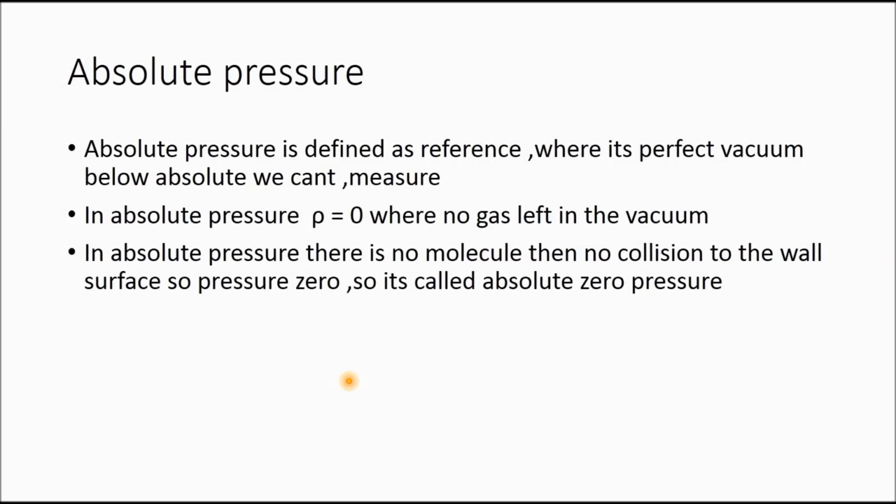As I told, absolute pressure is defined as a reference where it is perfectly a vacuum, and below that we can't measure because there is no molecular movement, it is completely vacuum and there is no pressure. Even the density rho is zero there, because there is no gas left inside. With no molecules, there is no collision, no wall surface hitting, so the pressure is absolutely zero. But why is it required?